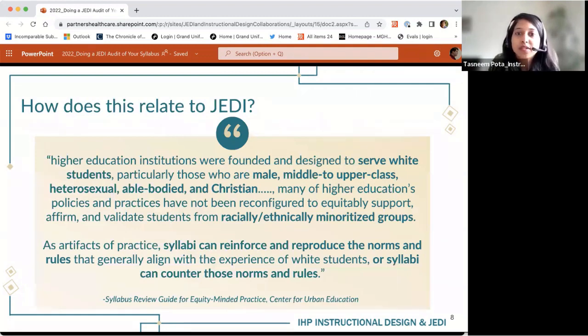So speaking about how all of this relates to JEDI, with few exceptions, higher education institutions were founded and designed to serve white students, particularly those who are male, middle to upper class, heterosexual, able-bodied, and Christian. Despite the increase in diversity of the college student population, many higher education policies and practices have not been reconfigured to equitably support, affirm, and validate students from racially and ethnically minoritized groups. As artifacts of practice, the syllabus can reinforce and reproduce the norms and rules that generally align with the experience of white students, or the syllabus could counter those norms and rules. So how can we do it?